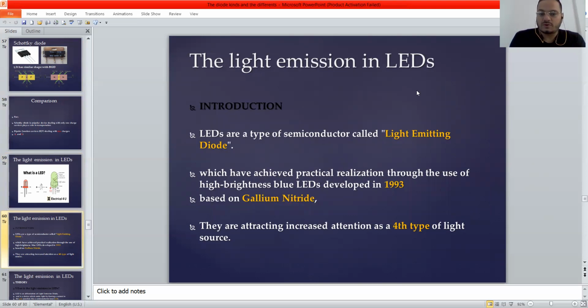Our type of semiconductor is called the light emitting diode, which achieved practical realization through the use of high brightness blue, developed in 1993 based on gallium nitride. They are attracting increased attention as a fourth type of light.